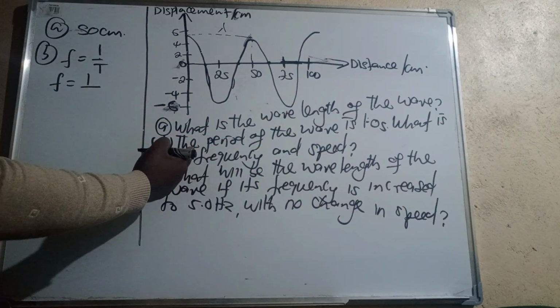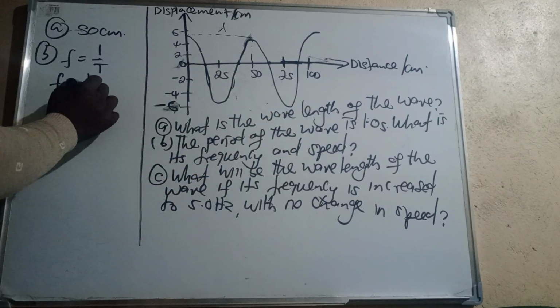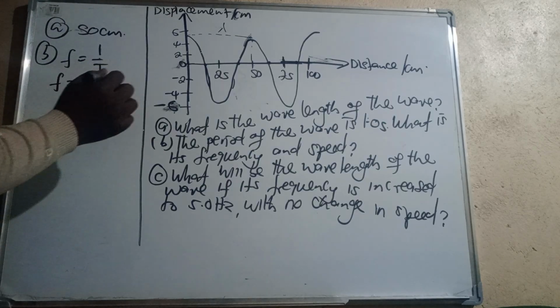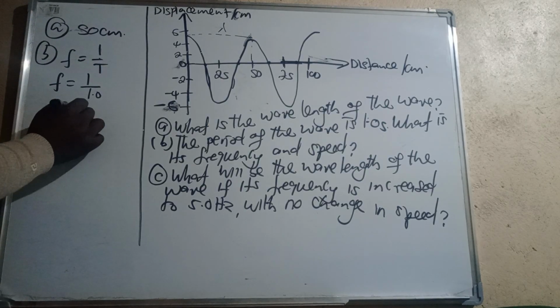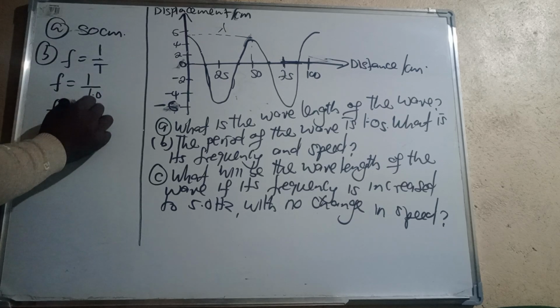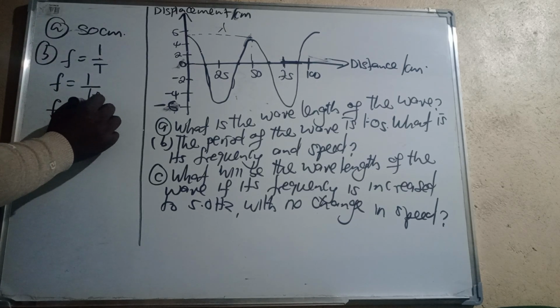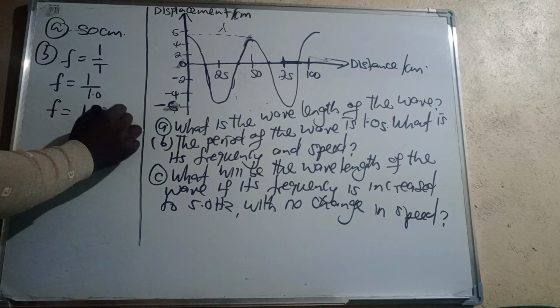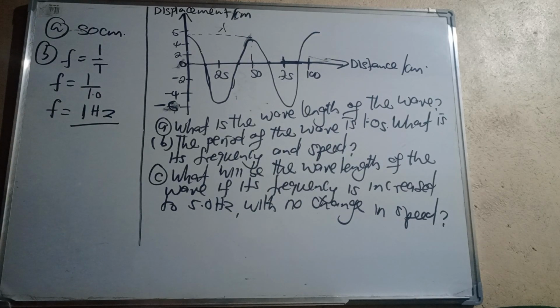The question says the period of the wave is 1, so I put 1. Frequency is equal to 1 over 1, which is 1. This will be my frequency.